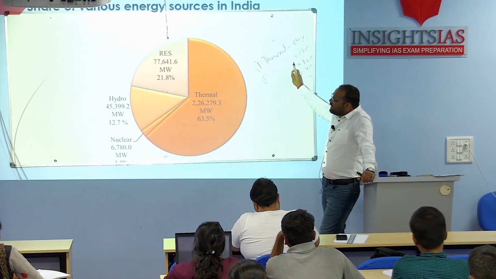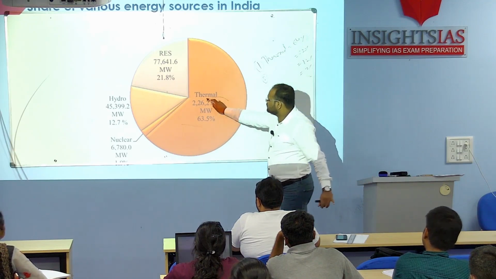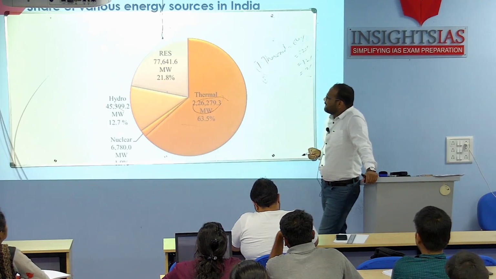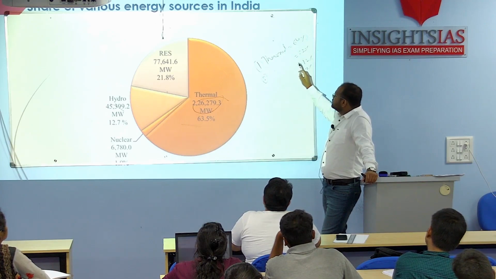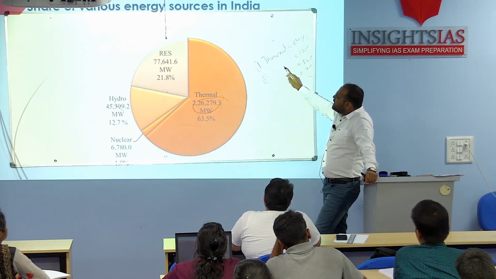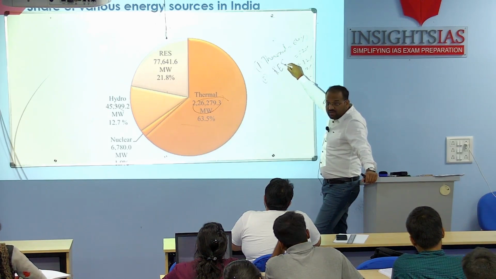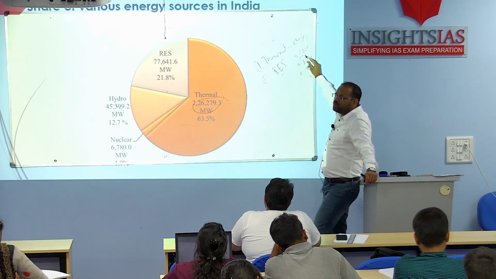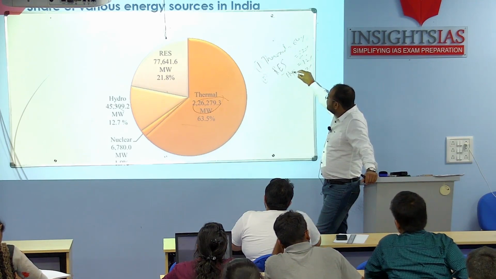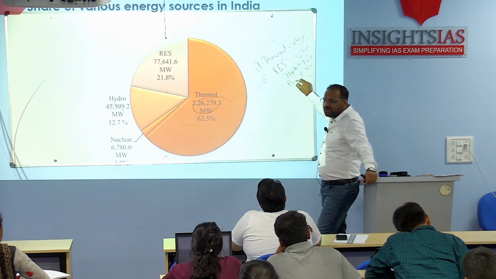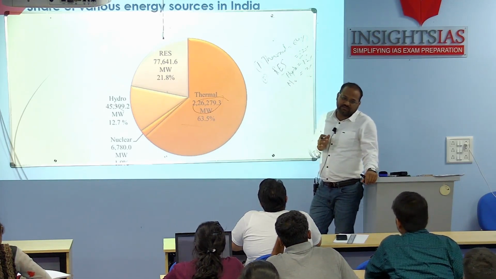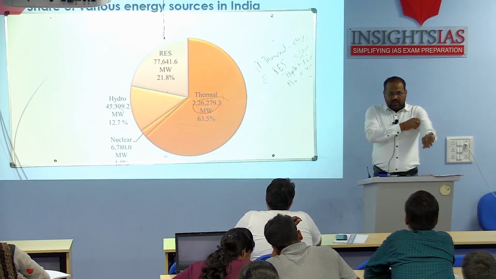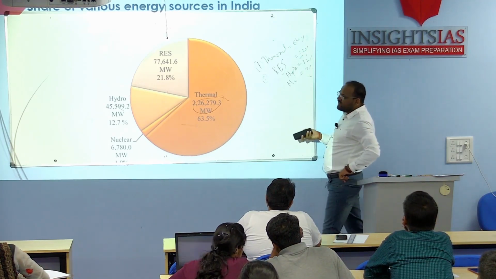Thermal 64, and 22% is renewable energy sources. Don't remember the megawatts also; whenever required, we will remember. So thermal is 64%. Renewable energy sources, and within renewable energy, solar, wind, biomass, that is another category, we'll see later. Renewable energy sources 22%, 12% is hydro, and 2% is nuclear. This is very important, which you need to use again and again in your answers. So this is one data, and one analysis will come here. Now we have seen the data.